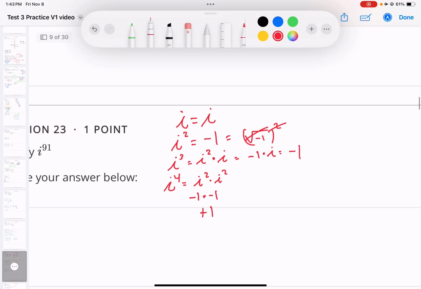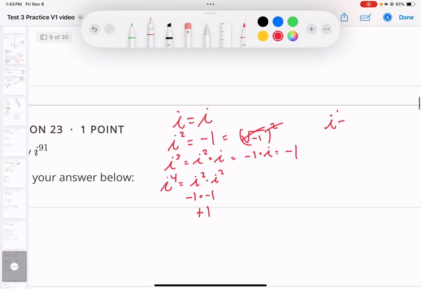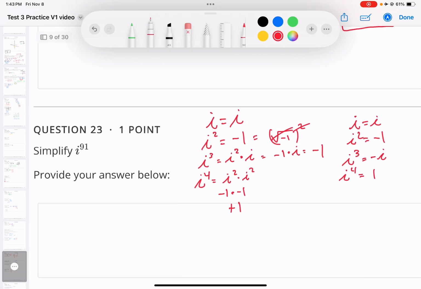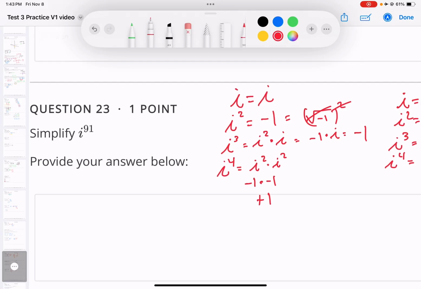So long story short, i equals i, i squared equals negative 1, i to the 3rd equals negative i, then i to the 4th equals a positive 1. And then it repeats, i to the 5th. So that's what it's getting at here, is if I take 91 and I divide it by 4.